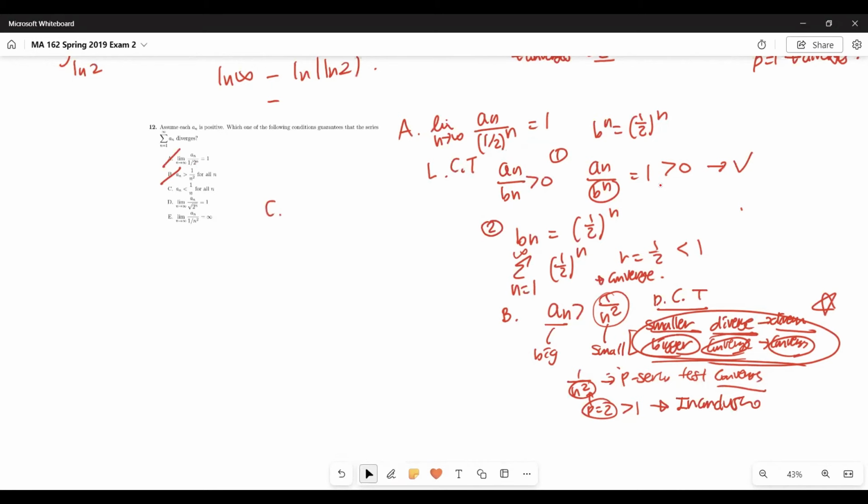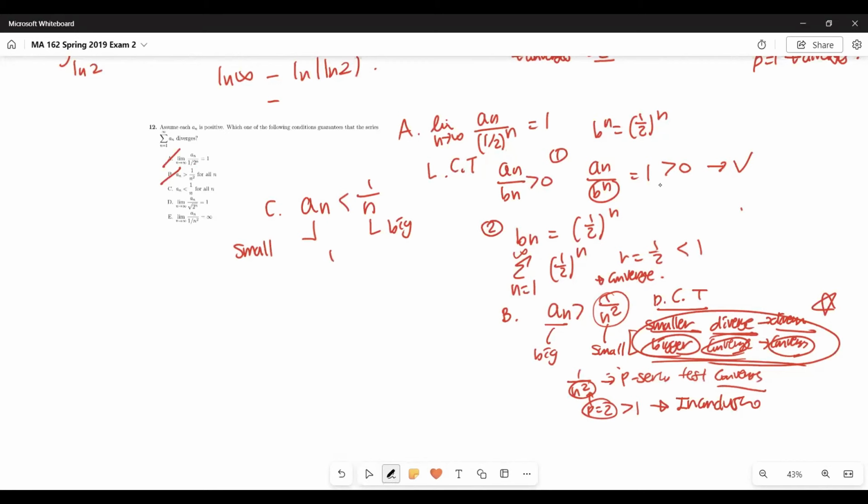So C, let's look at that. Same thing, a to the n. Oh, it's not the way. A to the n is less than 1 over n. Okay, 1 over n is our big value. A to the n is our small value, because 1 over n is bigger, obviously.